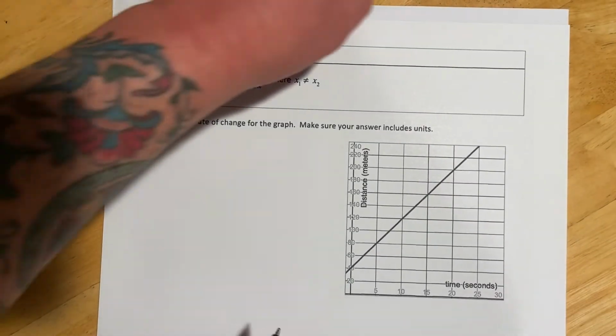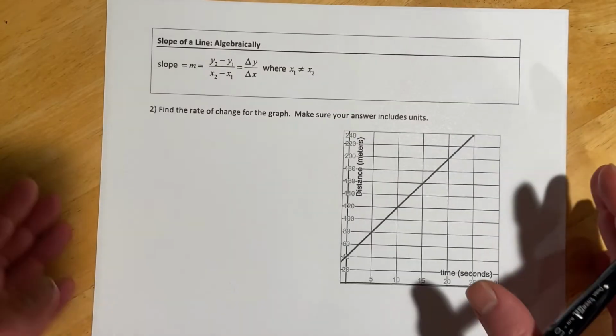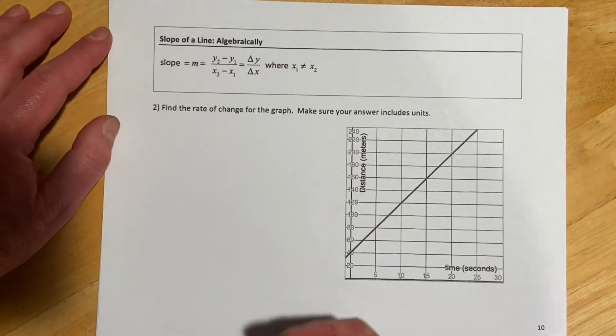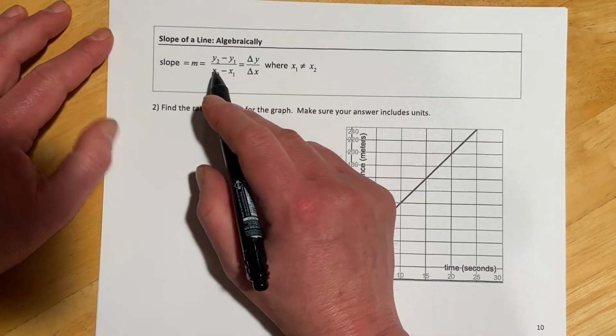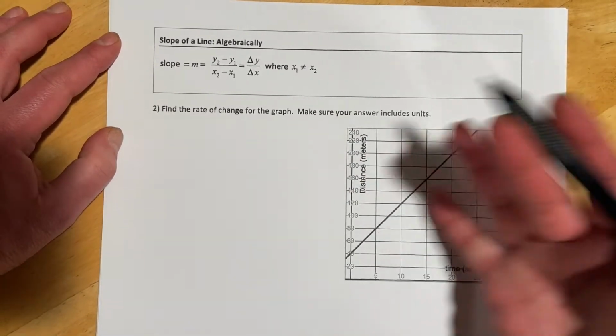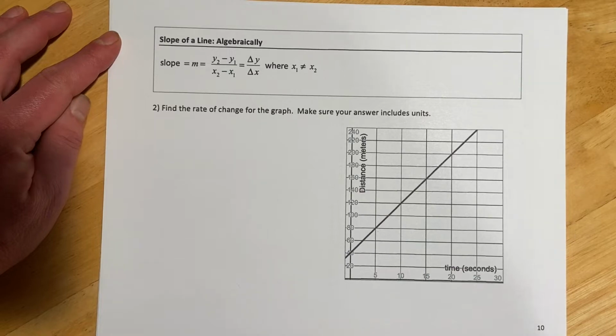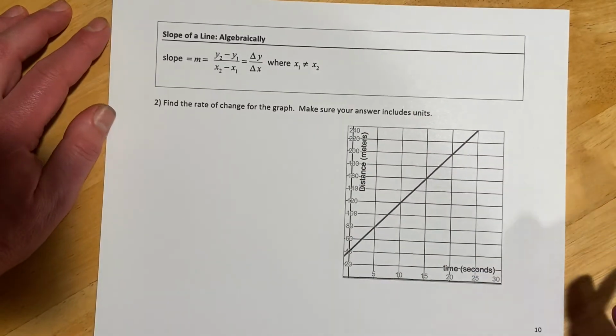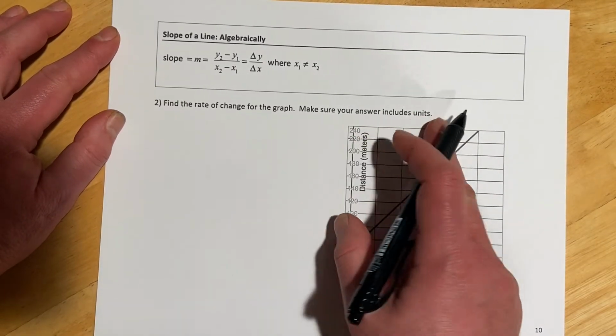Okay, so this next example is also going to be slope, but this time I'm going to do it two different ways. I'm going to use this definition where we're given a couple of points and find the slope that way, and then I'll still go back to the graph like I just did. So here we're finding the rate of change of the graph. Make sure your answer includes units.